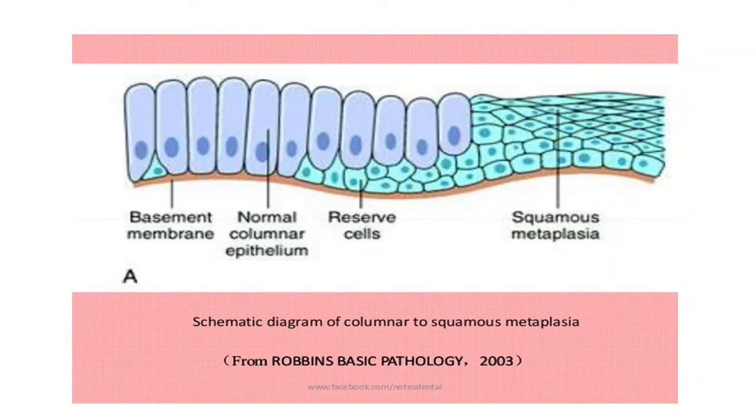Okay, so this is a schematic diagram of columnar to squamous metaplasia. So it goes from columnar epithelium to squamous metaplasia. So this is what happened. This is the basement of every cell. Every cell is supposed to have a basement. And after the basement, that is where the normal columnar epithelium cells lie or reside on it.